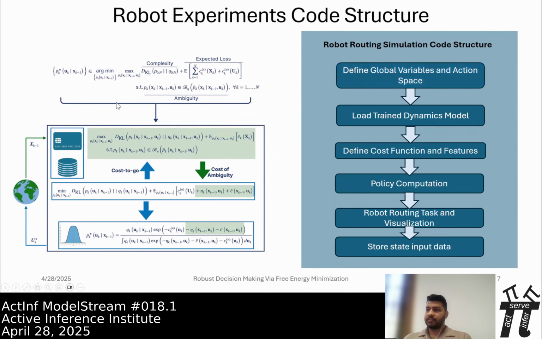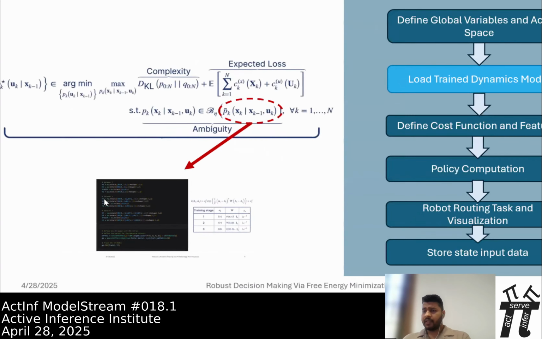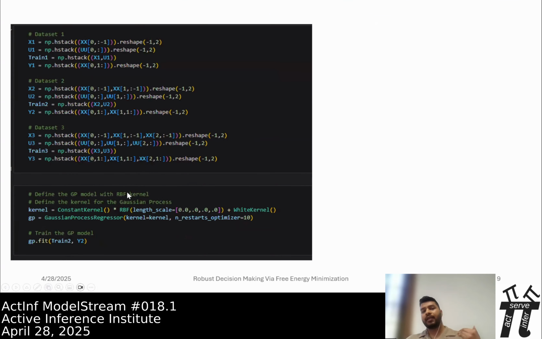Now, after doing this, first, what we have to do is to load the dynamics model or train the dynamics model. The P bar is the model that we have of the environment, learned from some set of data. In our case, we have 3 different data sets. X1, X2, and X3 are the states of the robot, the positions, and U is the input, or the velocity given to that robot at a particular time. We create a stack of these two to make the training input, and Y is our target.